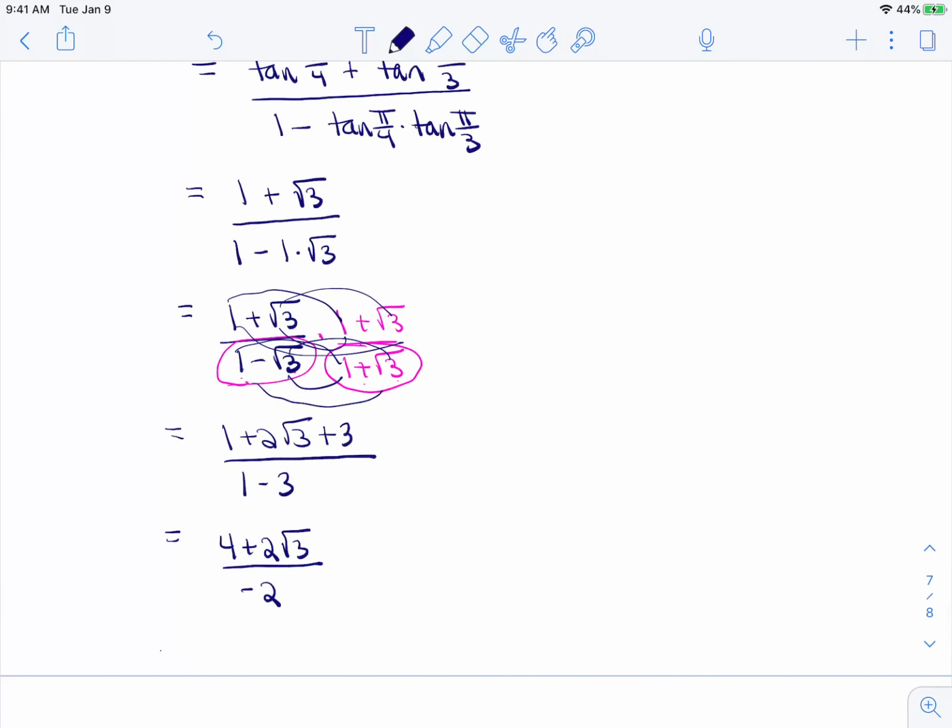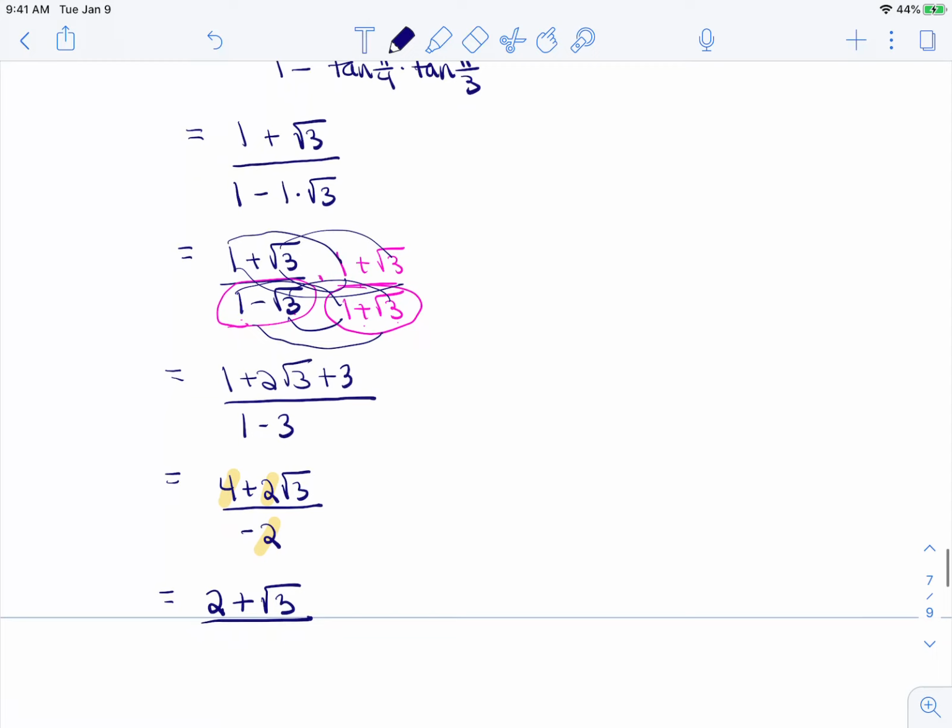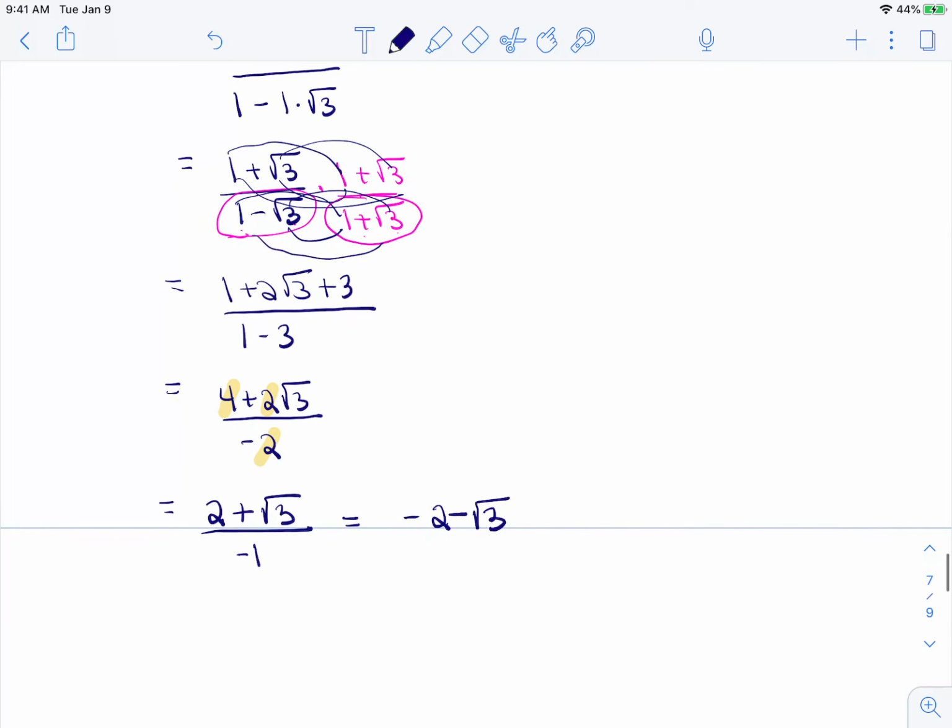All right, again, more algebra skills. Don't leave them hanging. If all of your terms are divisible by something, then you can go ahead and reduce it. Only if all of them are. Well, they are all reducible by 2. So 4 divided by 2 is 2. 2 root 3 divided by 2 is root 3. And 2 divided by negative 2 is negative 1. So your final answer is negative 2 minus root 3. All right. Okay, see you next time.